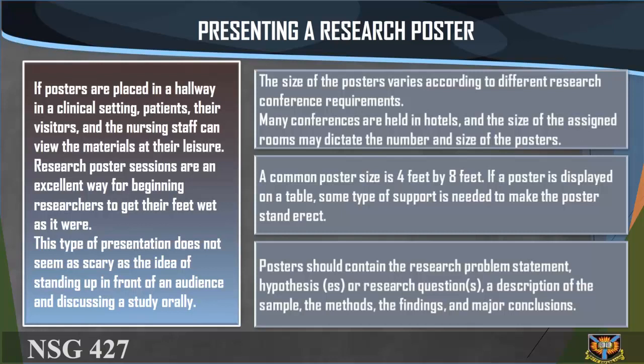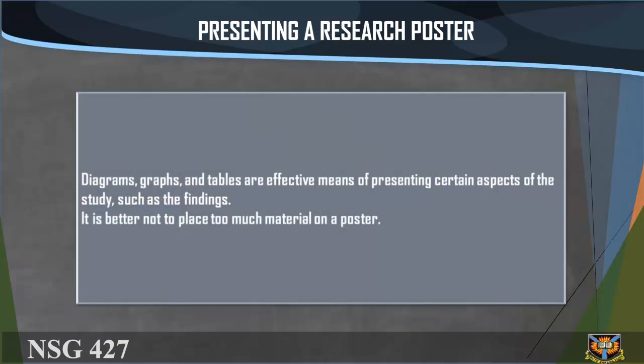A common poster size is 4 feet by 8 feet. If a poster is displayed on a table, some type of support is needed to make the poster stand erect. Posters should contain the research problem statement, hypotheses or research questions, and a description of the sample, the method, the findings, and major conclusions. Diagrams, graphs, and tables are effective means of presenting certain aspects of the study, such as the findings. It is better not to place too much material on a poster.